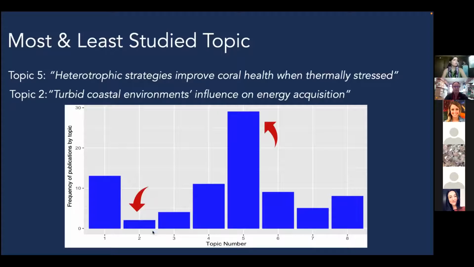However, we have a lot of research showing how coastal influences have a negative impact on coral reef systems. So it was interesting to see that there was the least amount of studies looking at how those stressors affect the trophic pathway of a coral.